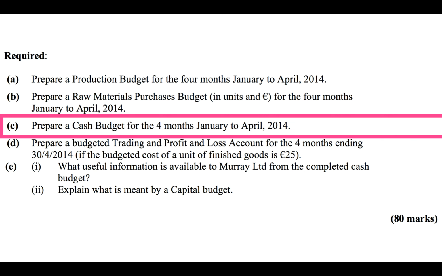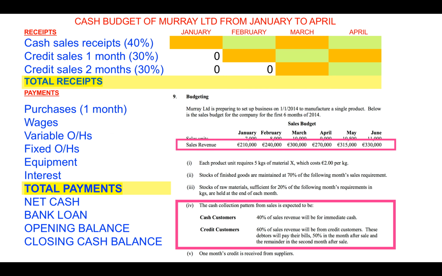Part C then asks us to prepare a cash budget for the 4 months January to April 2014. So just like every other cash budget that we have done so far, you're going to be looking at the sales revenue that they intend to get from January through to, now you only have to do to April, but you're going to look for the cash collection pattern from sales. So when are we going to receive the cash from these sales that are up here?